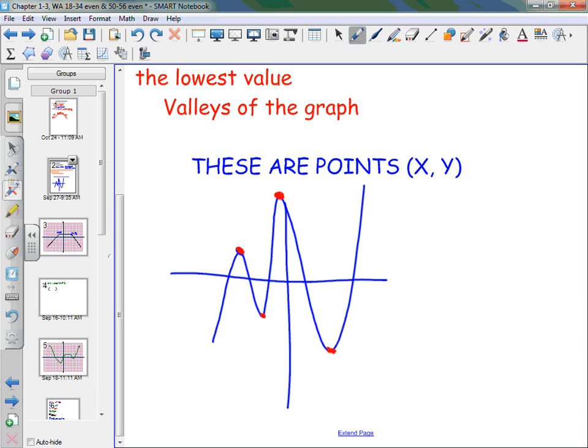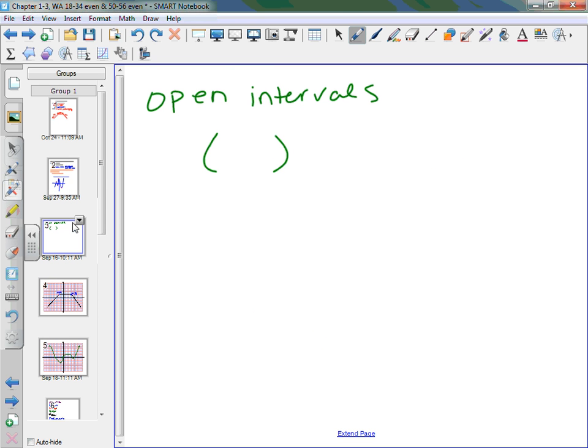Okay? Now, you're going to get a little bit confused today between open intervals and points on the axis, okay? When do you have a point? When do I have a point whenever I'm doing notation-wise? How can I tell the difference between open intervals and a point? Now, open intervals use parentheses only, not brackets. Okay?